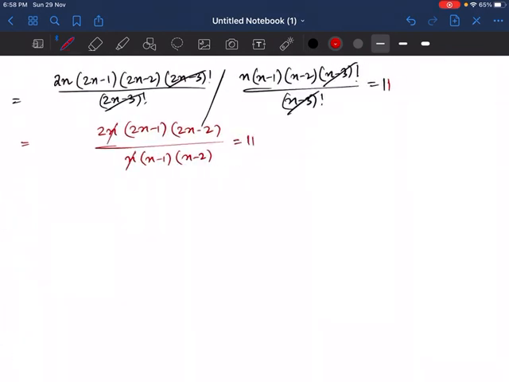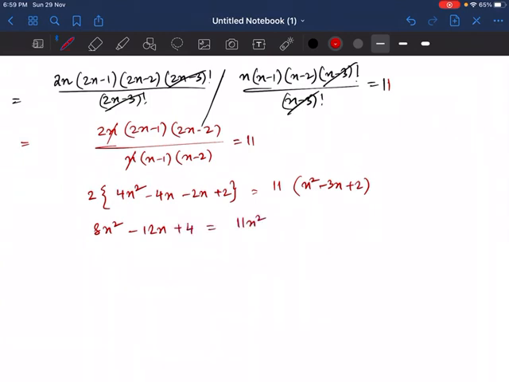Now this n and this n we can cancel, right? Now we just cross multiply and we just multiply the brackets. So what we get in here is 2n into 2n, we get 4n square, right? Then 2n into minus 2, that is minus 4n, then minus 2n, then plus 2, and here we have 11 into n square minus n minus 2n, that is minus 3n, then we have plus 2. So let's multiply: 8n square minus 8, here we can write minus 4n minus 2n, that is minus 6n, into 2, that is minus 12n, and we have plus 4, not equal to, sorry.